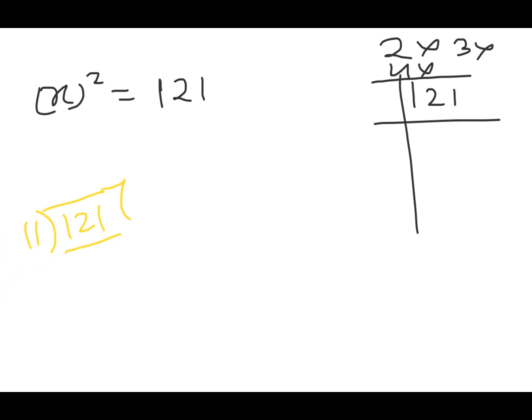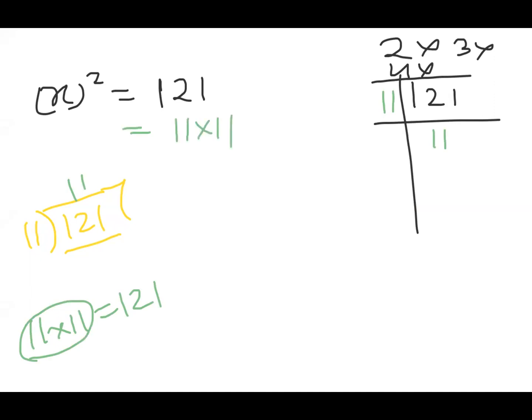We get 10. How come 10? No, no, we get 11. So 11 times 11 gives us what? 121. You can clearly find that the value is going to be 11. 121 can be written like this: 11 multiplied by 11.